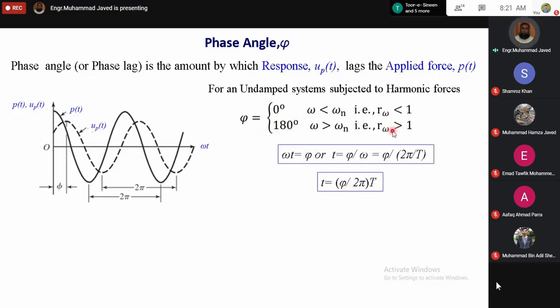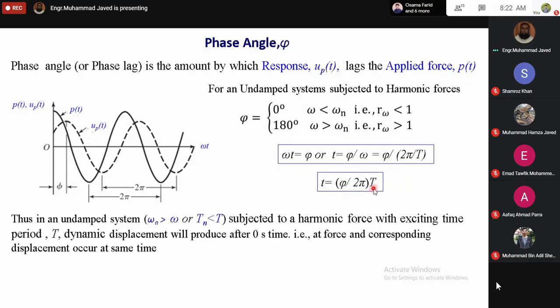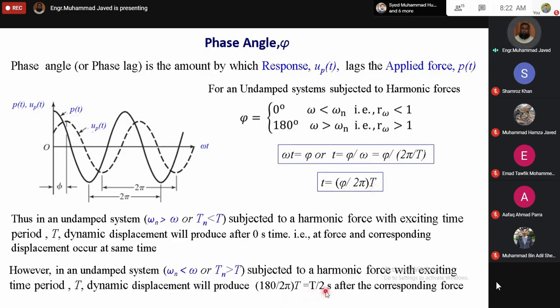But when frequency ratio exceeds 1, phi is 180 degrees, and this time is how much? 180 degrees divided by 2 pi into T. 180 degrees is equal to pi radians. So small t will be equal to pi divided by 2 pi into T, or T by 2, which shows that in case of an undamped system, when the frequency ratio exceeds 1, the dynamic displacement corresponding to a harmonic force occurs after a time T by 2 seconds, where T is the forcing time period. That is the time required by the harmonic force to complete its one cycle.